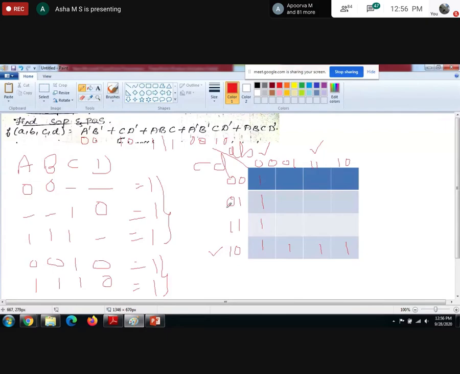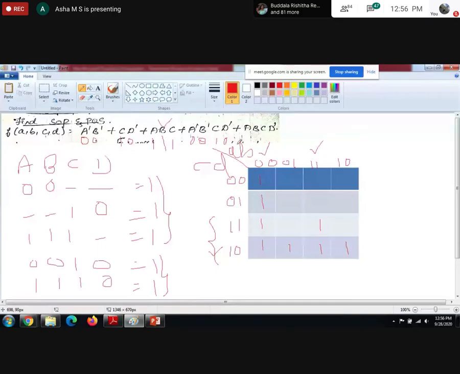Where will you get C equal to 1? In these two rows. Correct, right? Irrespective of the value of D, you need to place ones in these two cells. In this cell I have one already. Then you have to place in this cell. So this is done. Next, A bar, B bar, C, D bar.